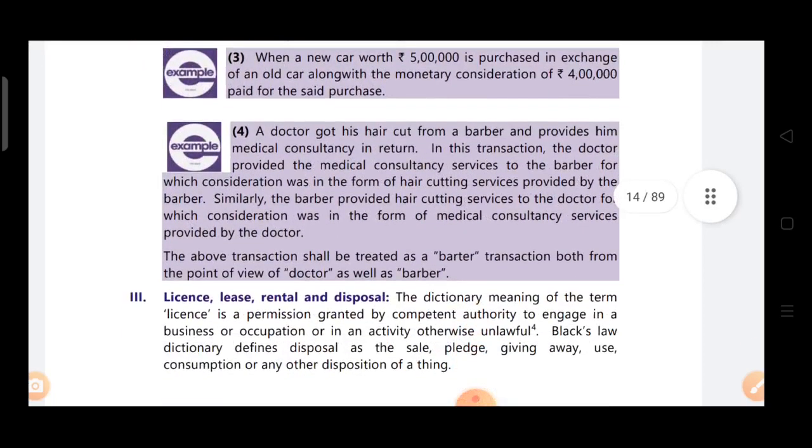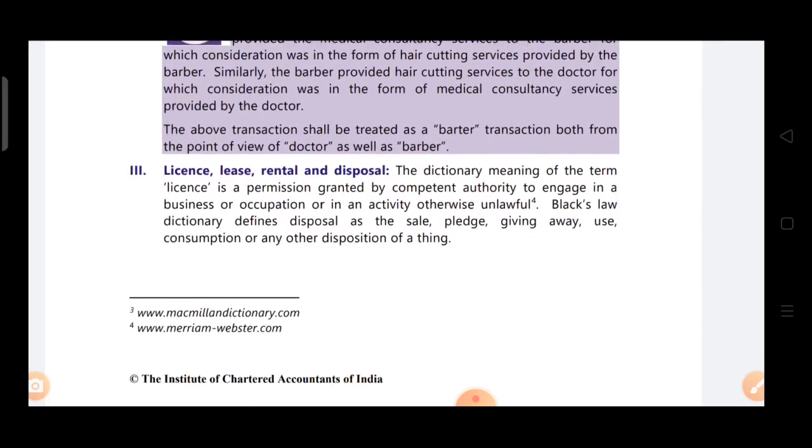Now understand this barter with the help of example number 4. A doctor got his hair cut from a barber and provides him medical consultancy in return. In this transaction, the doctor provided medical consultancy services to the barber, for which consideration was in the form of hair cutting services provided by the barber. Means the barber provided hair cutting services, and in exchange, the doctor provided medical consultancy services. There is no money element. Similarly, the barber provided hair cutting services to the doctor, for which consideration was in the form of medical consultancy services provided by the doctor. So the above transaction should be treated as a barter transaction, both from the point of view of the doctor as well as the barber.